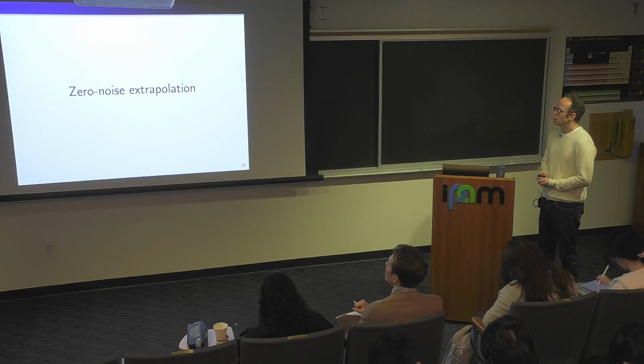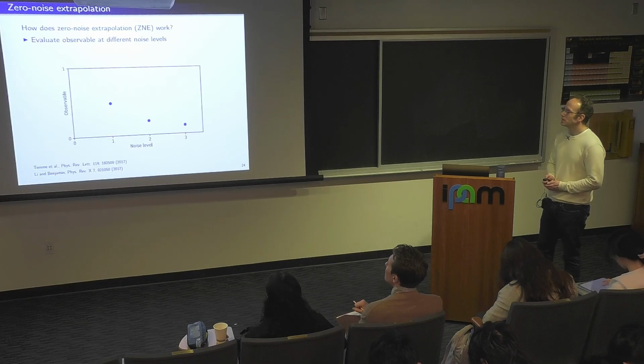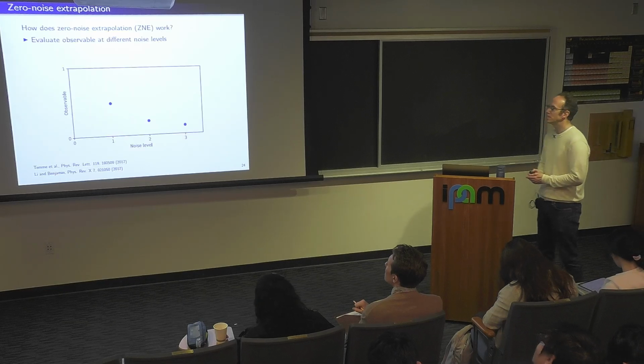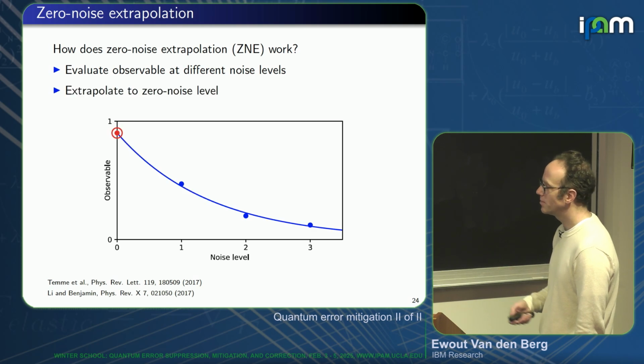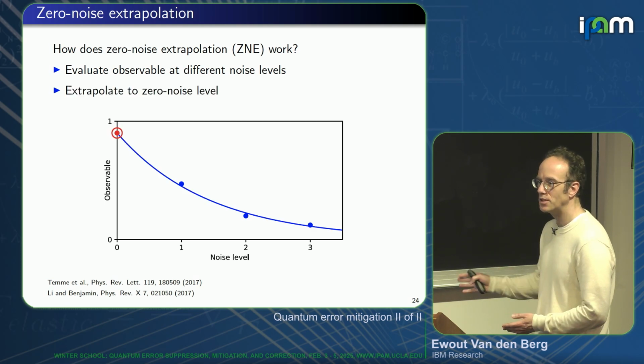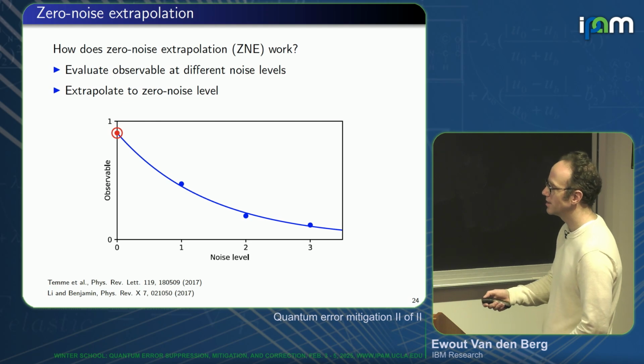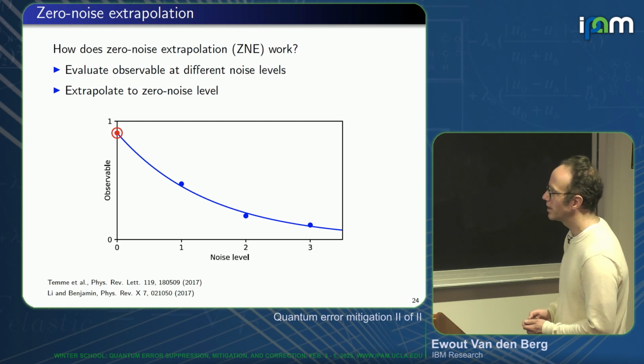Okay, so let's look at zero noise extrapolation. This technique, conceptually, is very simple. You evaluate the observable at different noise levels, and just fit the curve and extrapolate to zero, and that's it. That's our value.